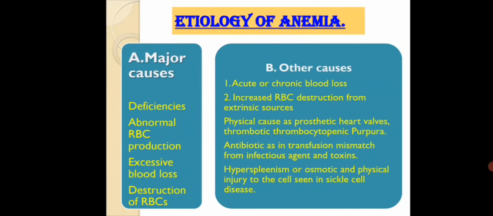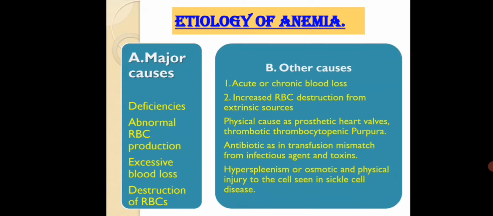Next, we will see the etiology of anemia. Mainly it is categorized into two parts, major causes and other causes. In major causes there will be a deficiency, for example deficiency of folic acid, deficiency of iron, and we will see important types of anemia. In that we will discuss deficiencies in detail. Then abnormal RBC production, so production itself is abnormal in the bone marrow. That is the second major cause of anemia.